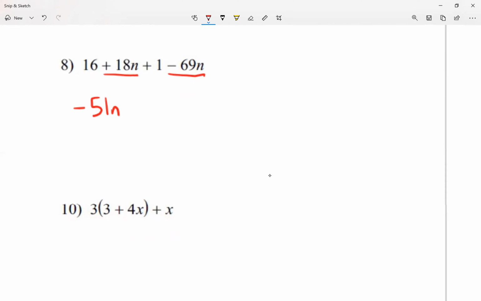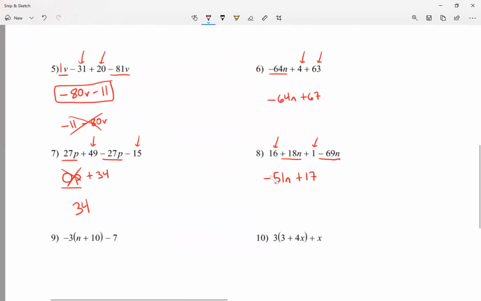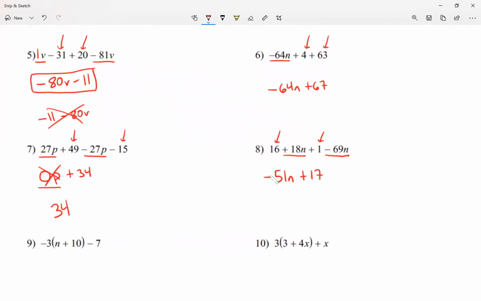Now in terms that don't have a letter, I see 16 plus 1. I know 16 plus 1 is 17. So I'm going to write plus 17. That's it. Make sure you combine the letter first. The term that has the variable, make sure you combine that one first.